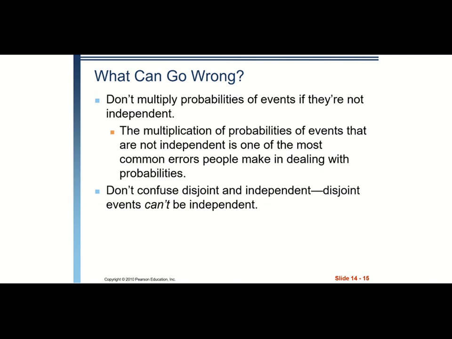Lastly, don't confuse disjoint and independent. These are 2 different things. In fact, disjoint events can't be independent. That's one last thing that we'll be learning in chapter 15.